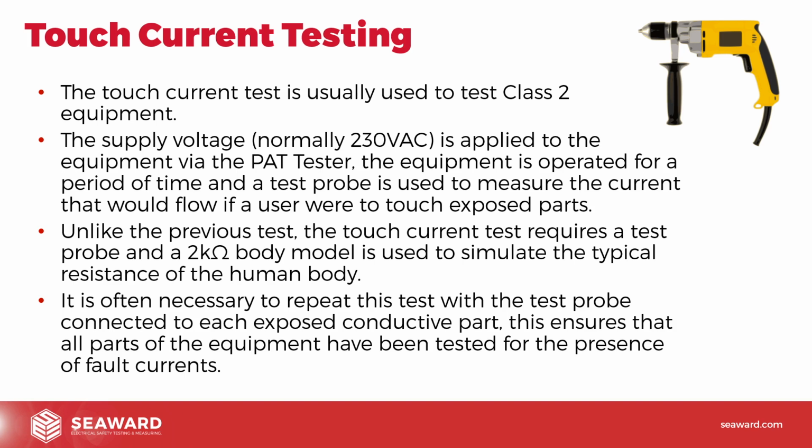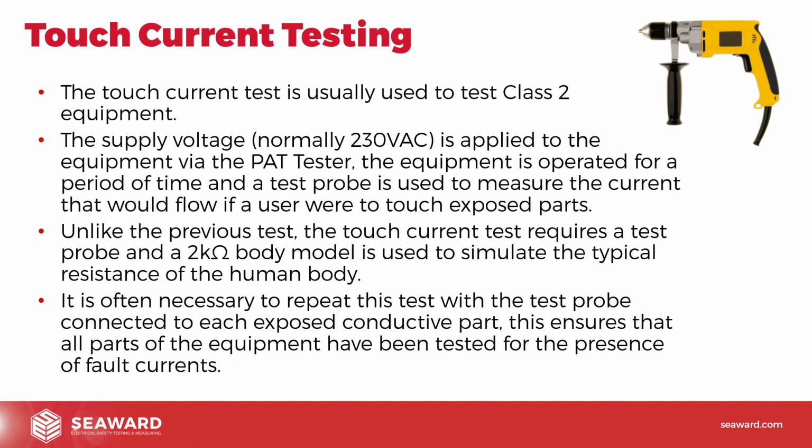Because remember, my body isn't 0 ohms. If we just use 0 ohms, we could say, oh, actually, there's loads of current there. But that's not what would go through you if you were to touch it. What would go through you would be the current limited by your body resistance. So that's why we use this 2K ohm body model, this 2K ohm resistance in series with the test, to give you a realistic simulation of what you would get if you were to touch those parts.